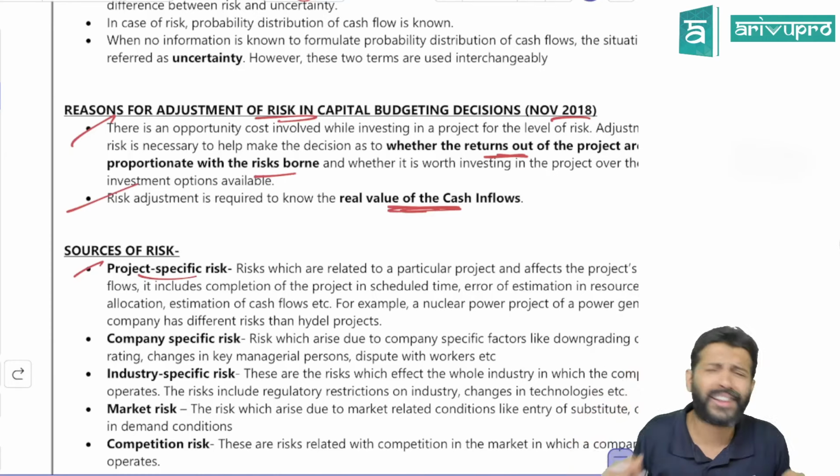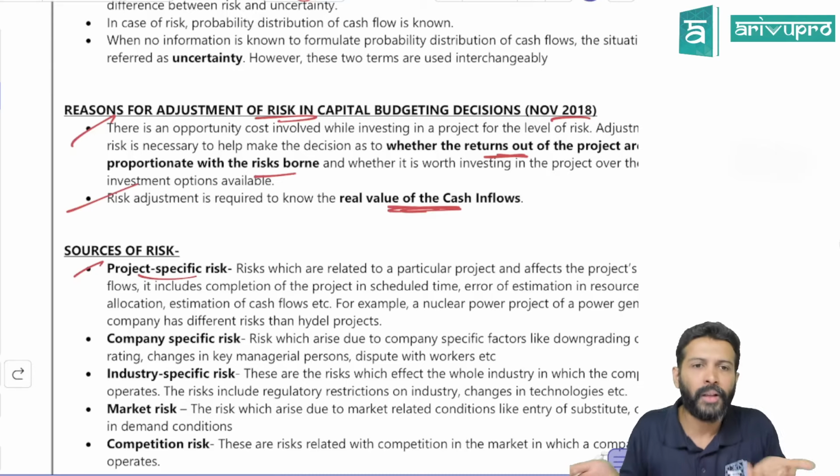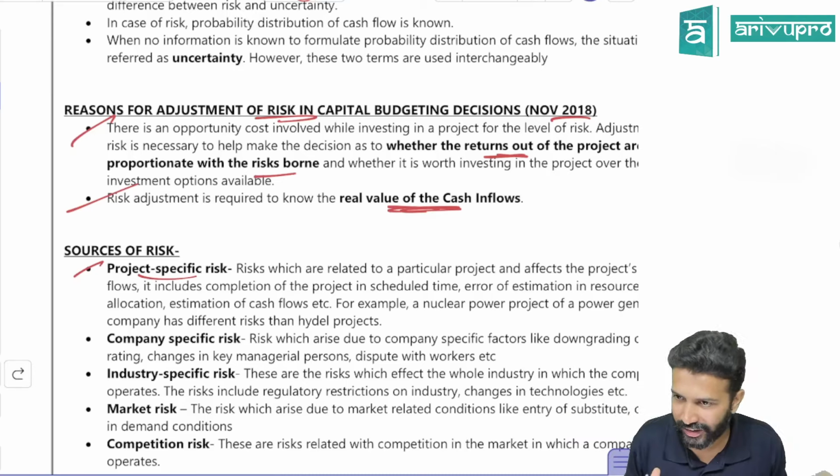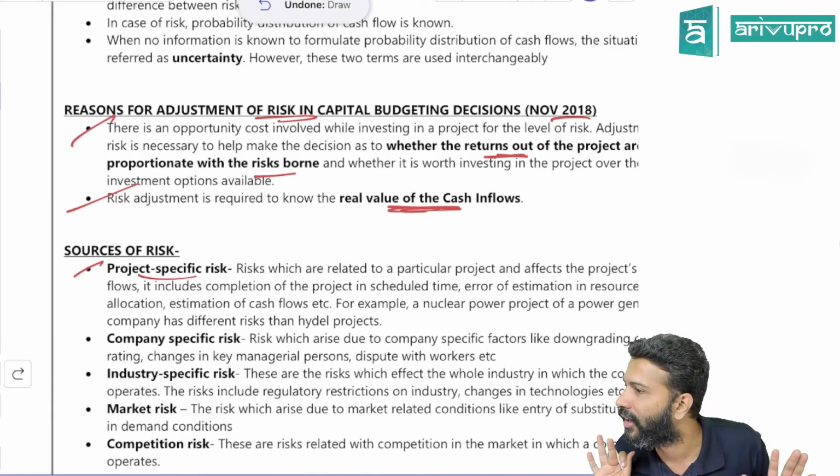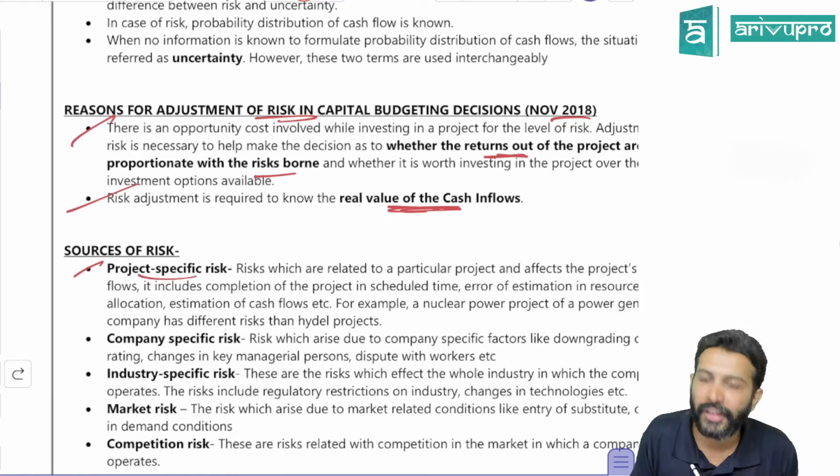So those are the risks associated with the project. Project getting delayed, etc. Those are the risks that get covered in project specific risk. Manageable. Can I go for the next? Next is what?